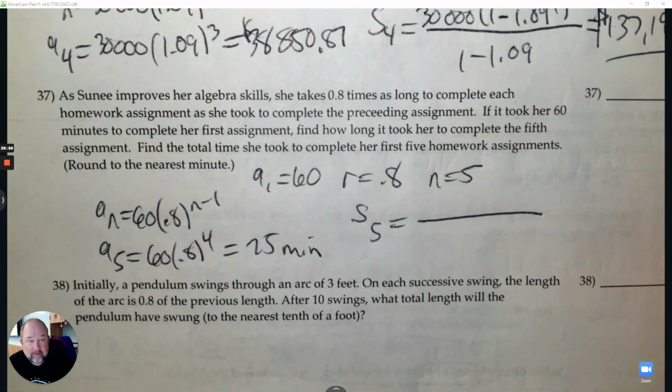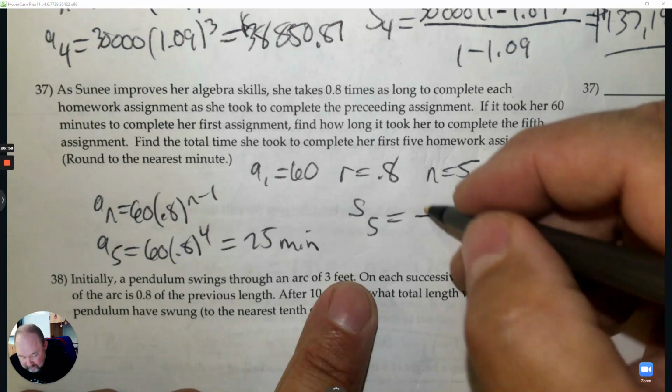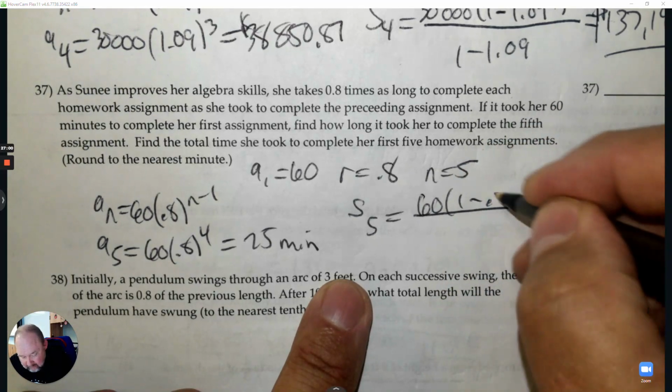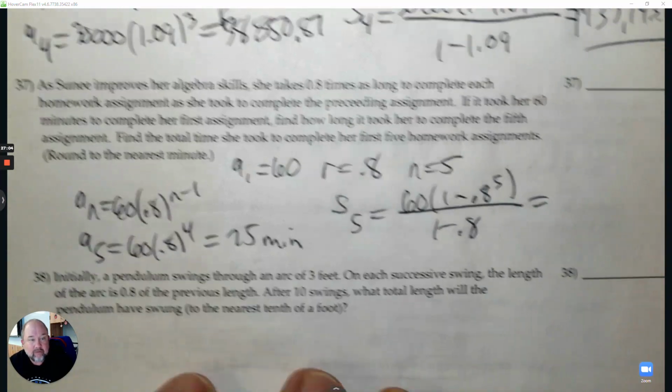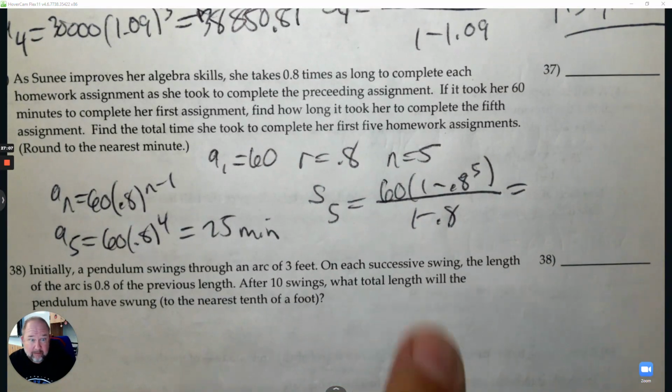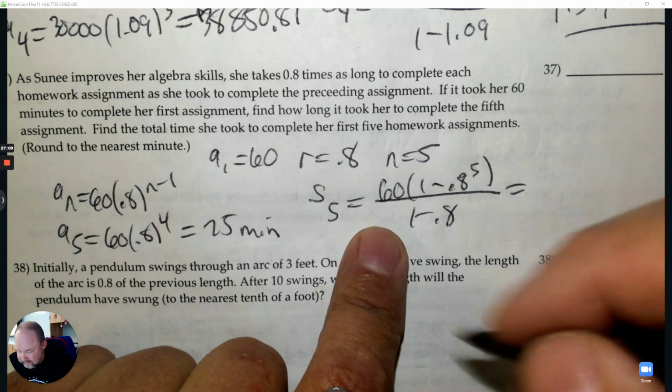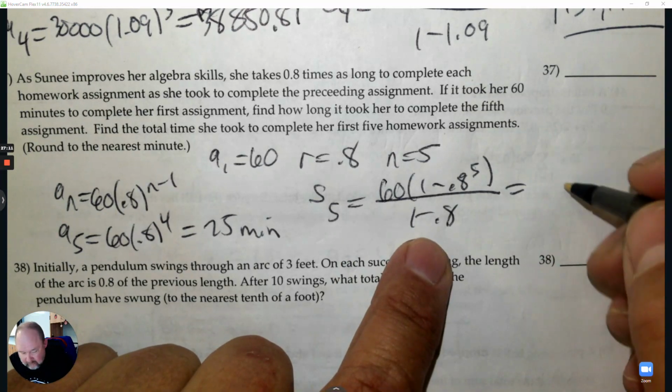The second question is add up the first 5, how long it would take. So that's a different formula. So that's going to be A1 and then 1 minus R to the exponent 5 over 1 minus R. So this is the best way to remember the formulas, right? Just practice it in questions. Type that in a calculator and you get 202 minutes total.